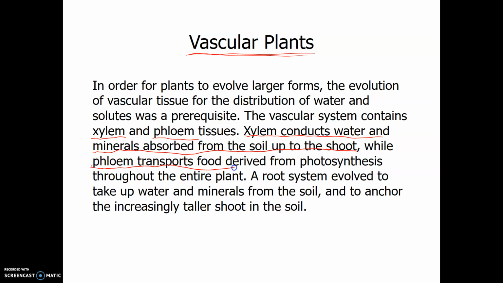It transports food produced in the leaves by photosynthesis throughout the entire plant. And many times that food makes its way to the roots, and the roots will store it, the simple sugars, as starch. So xylem, basically, just remember, is from root to shoot, and then phloem is from shoot to root.